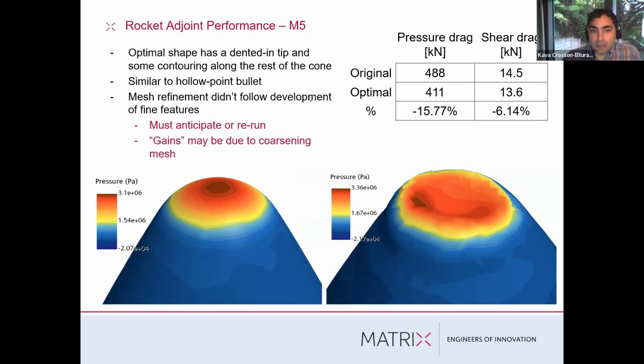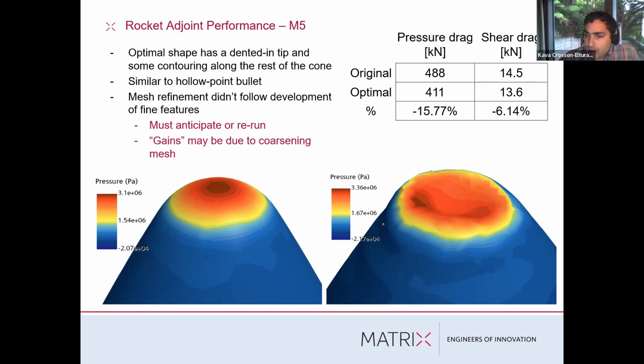Again, this analysis is pretty bogus because the flight conditions are so crazy, but you know, that dented in tip shape, maybe there's something to that. Could be worth exploring a little more. Yeah, when I was running this, I didn't really anticipate this well.